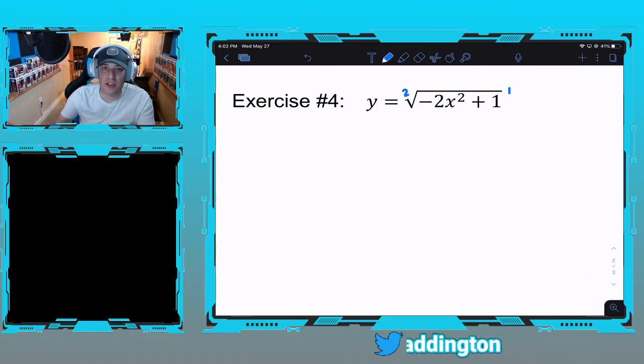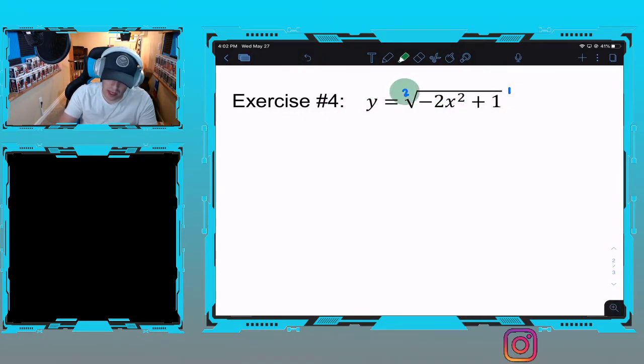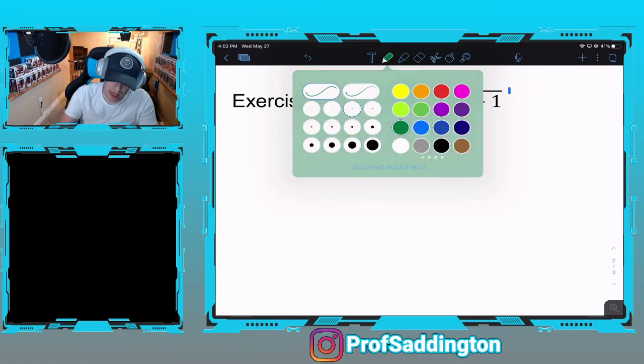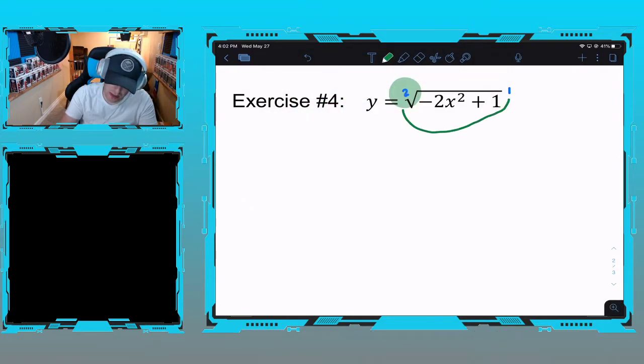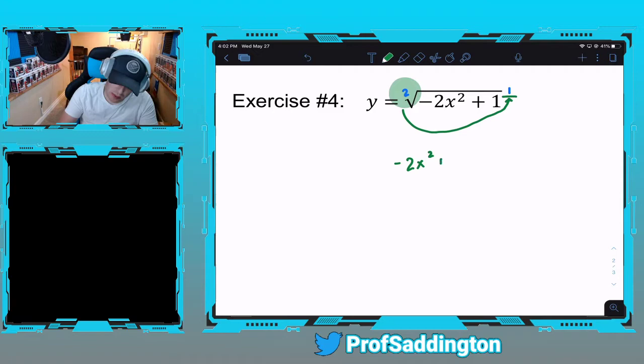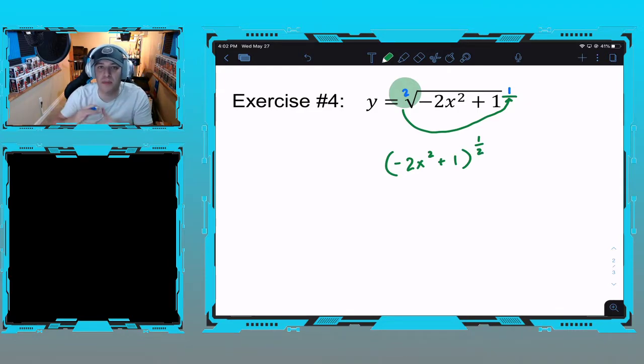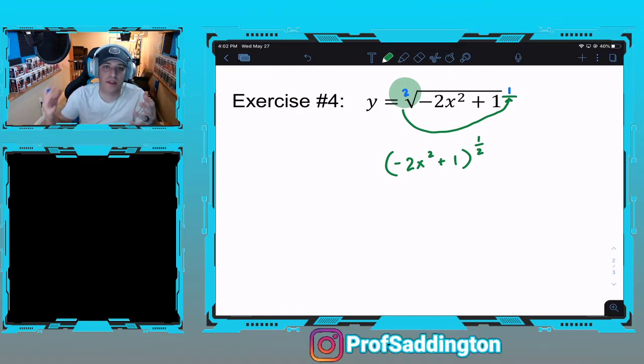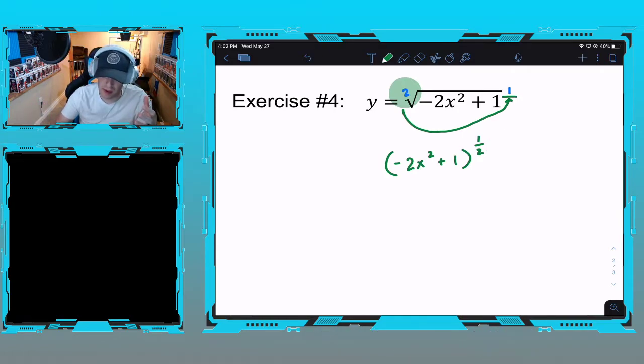So if I want to change this into a fractional exponent, down and out just means that you're taking the number that's on the outside of the radical, which is this 2, and we're going to bring it all the way over to the bottom of the exponent. So this is really going to be negative 2x squared plus 1, all raised to the 1/2. And I got to make sure to put those parentheses in because everything is being raised to that 1/2 power.